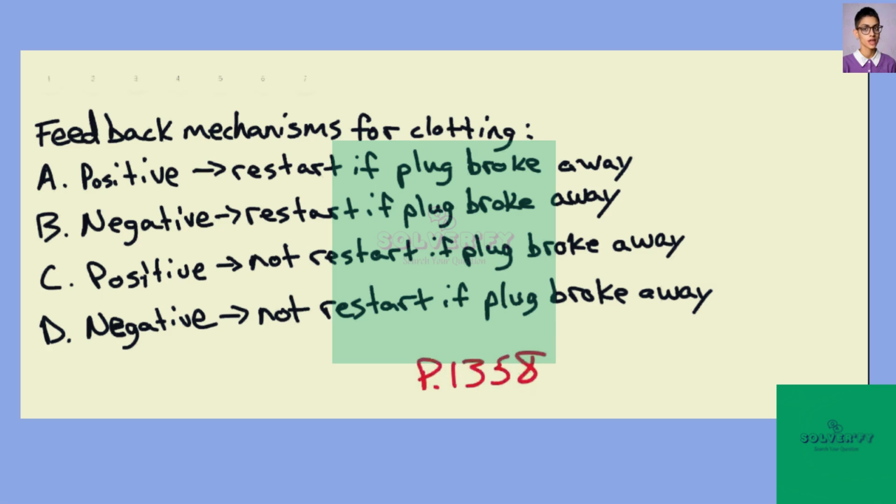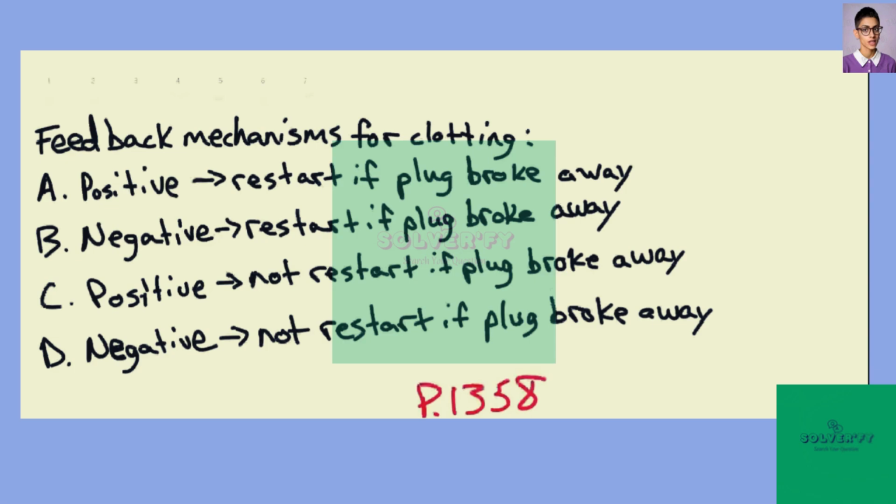This problem is asking us to describe the feedback mechanism of what happens when platelets start to form a platelet plug or a fibrin clot, same thing, and also asks us to predict what would happen if the fibrin clot broke away. So A and C both claim that this is a positive feedback loop, and B and D both claim that it is a negative feedback loop.